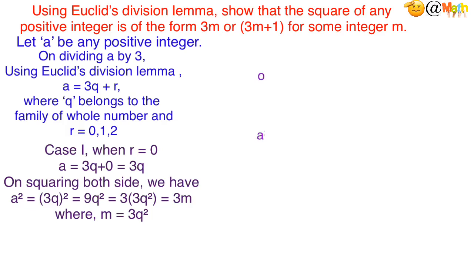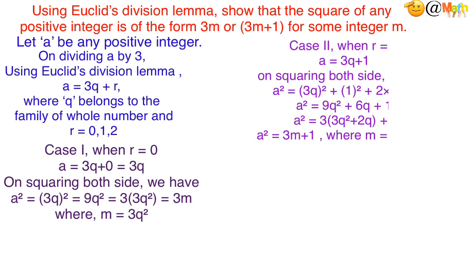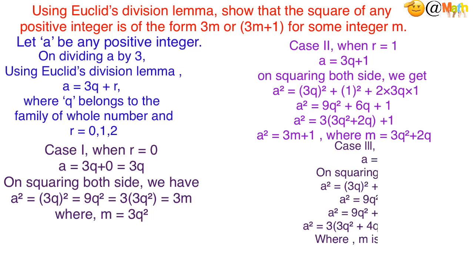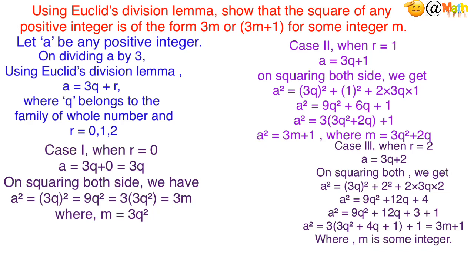For the second case, when r is equal to 1, a is equal to 3q plus 1. On squaring both sides, we have a square is equal to 3 multiplied by (3q square plus 2q) plus 1, which we can write as a square is equal to 3m plus 1, where m is equal to 3q square plus 2q. In case 3, when r is equal to 2, a is equal to 3q plus 2.